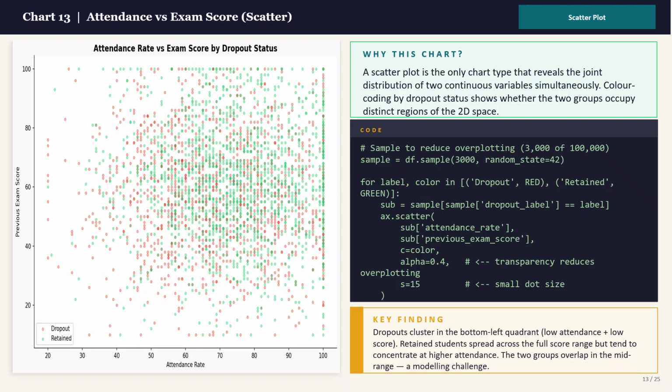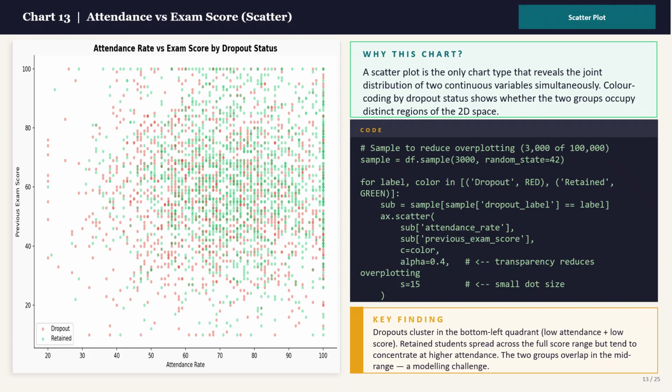We also plotted attendance versus exam score using a scatter plot. We used a scatter plot because it is the only chart that reveals the joint distribution of two continuous variables simultaneously. And we color coded them by dropout status, and this shows whether the two groups occupy distinct regions in the 2D space. So we start by setting a sample that reduces overplotting, and this is 3000 of 100,000.